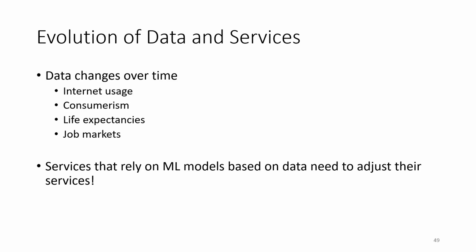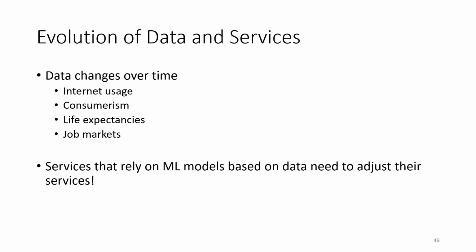So these things are important, and it gets even more interesting when the data evolves, because then your model might be outdated, right? The data changes over time. People change the way they use the internet, or the way they buy stuff. Life expectancies of people are changing, job markets are changing, all kinds of things are changing. This will have an effect on existing data out there, and this will change some predictions of machine learning models.